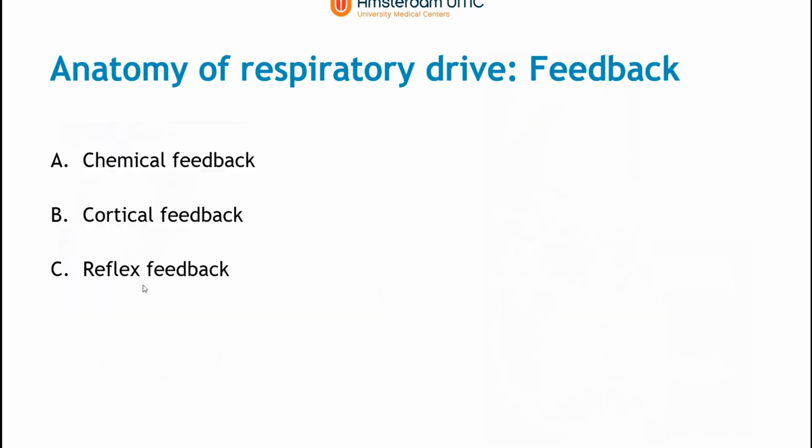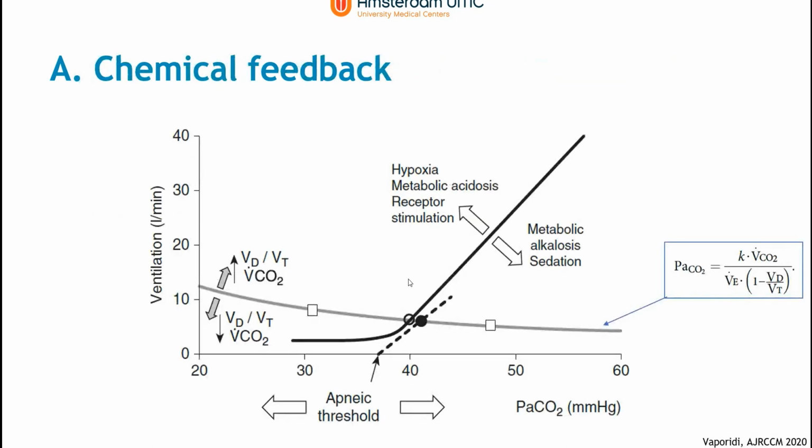The respiratory centers, for appropriate functioning, need feedback from the body. And there are 3 types of feedback. First, the chemical feedback, which I touched upon a little bit. There's cortical feedback and there's reflex feedback. I'm going to review these in a little bit of detail.